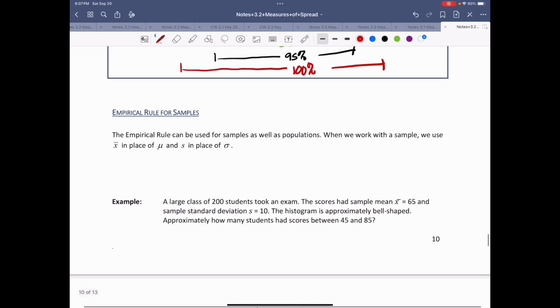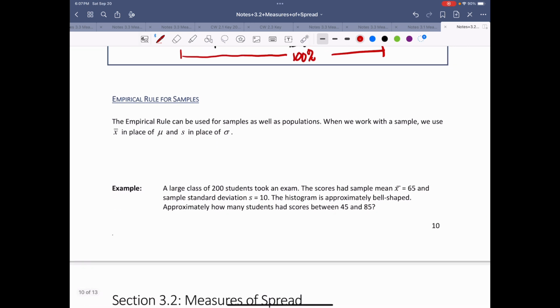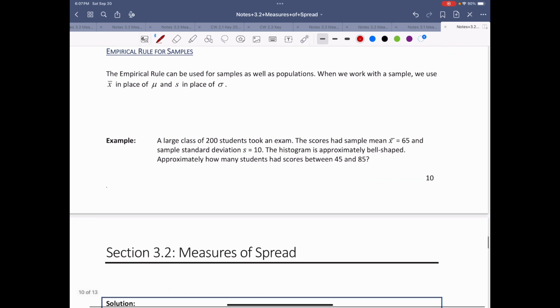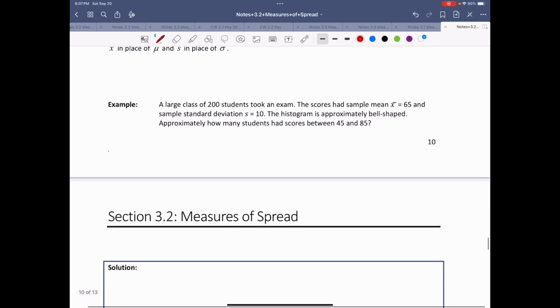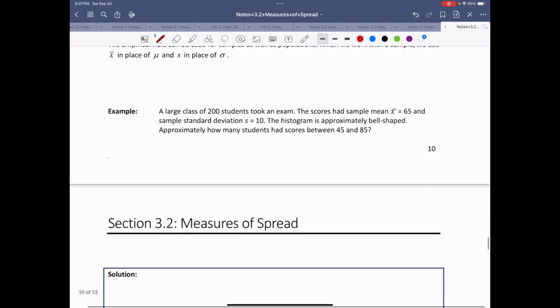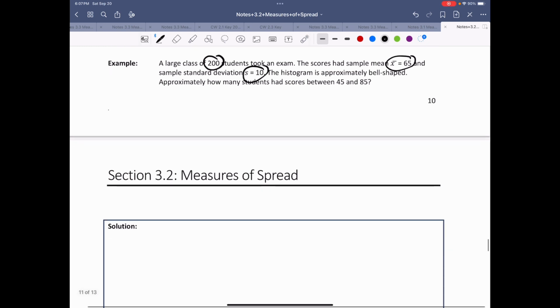All right. The empirical rule can be used for samples as well as populations. When we work with a sample, all you do is use X bar in place of mu and S in place of sigma. It does the same thing. I've got a class of 200 students taking an exam. The sample mean is 65 and the sample standard deviation is 10. It tells us the histogram is approximately bell-shaped. It's telling you that so you can use empirical rule. And then it's asking you how many students have scores between 45 and 85.